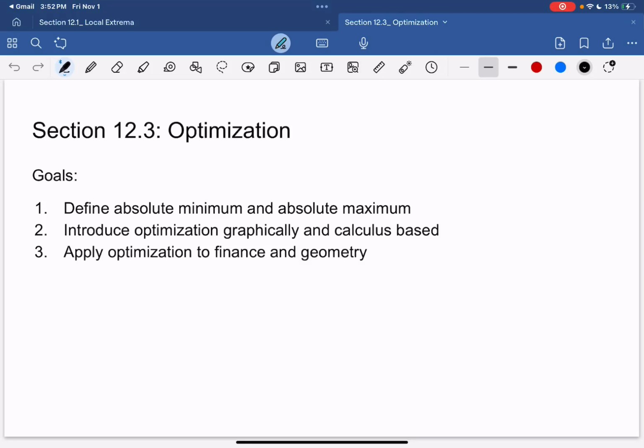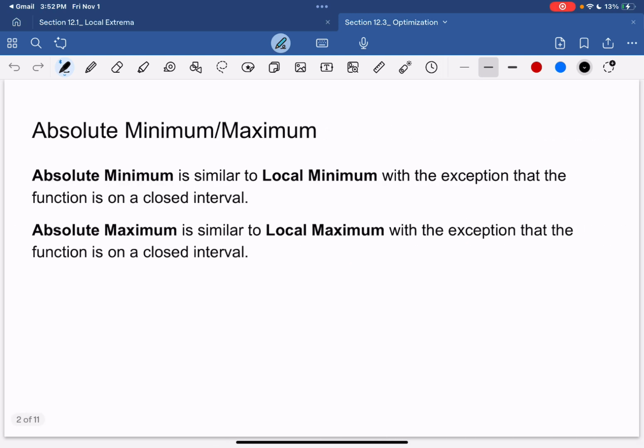For this section, 12.3, I want to talk about optimization. So I'm going to define absolute minimum and absolute maximum. Then we're going to talk about optimization from a graphing standpoint and a calculus standpoint. And then I want to apply optimization to finance and geometry. Okay. So first thing we need to talk about is absolute minimum and absolute maximum.